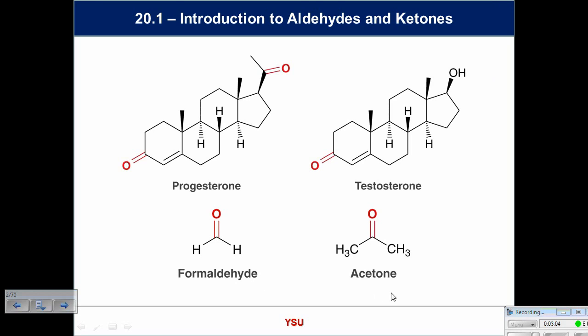Reducing that down to the most simple type of aldehydes and ketones, on the left we have formaldehyde. Where do we see that? Where's that used? Embalming. And acetone over here, where's that used? In the lab to wash your dishes. Yeah? So it's a very useful solvent. So these things are everywhere.